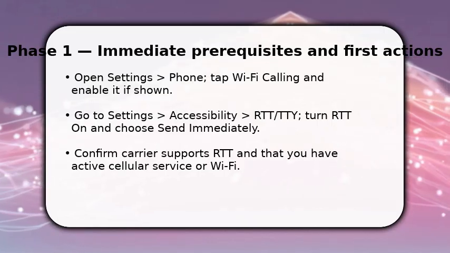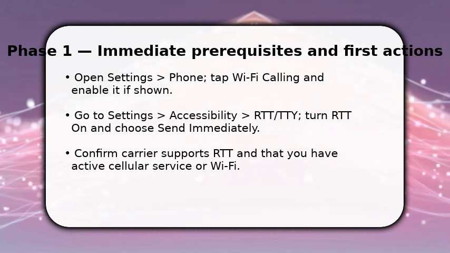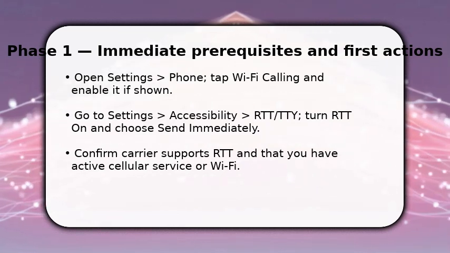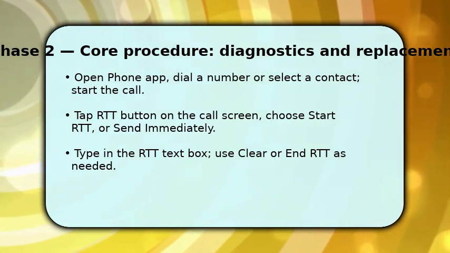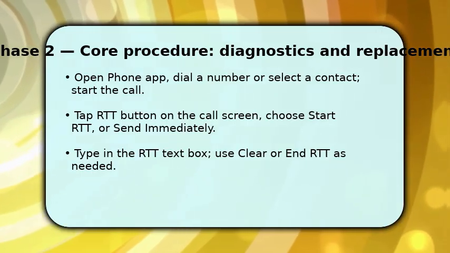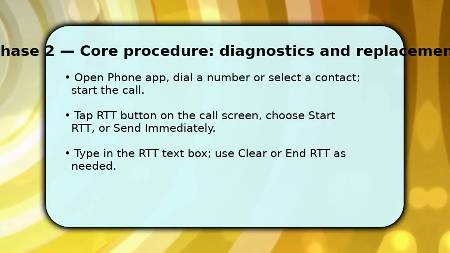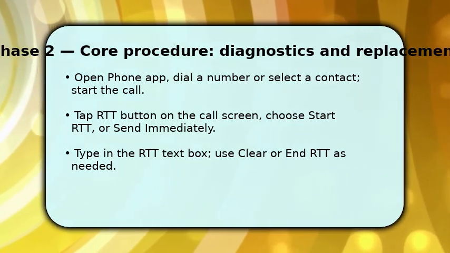This lets your iPhone transmit real-time text during calls, so you can type and receive text instantly rather than waiting. Now you'll place an RTT call, open the phone app and call the person. During the call, look for the RTT button on the screen, tap it and choose Start RTT or Send immediately depending on your setting. You'll see a text box where you type.